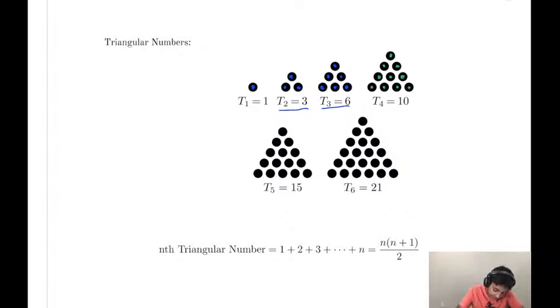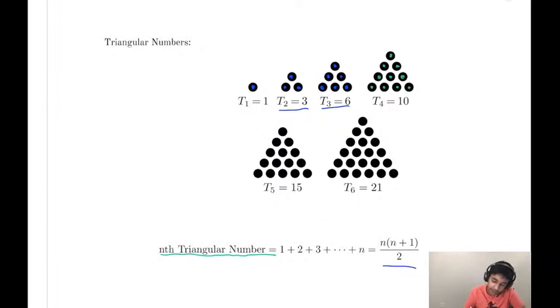And in general, the nth triangular number is just going to be 1 plus 2 plus 3 plus 4 all the way till n. And if you remember from previous class, we learned a formula that this is equal to n times (n plus 1) divided by 2. Okay, so now we know that this is n times (n plus 1) divided by 2.